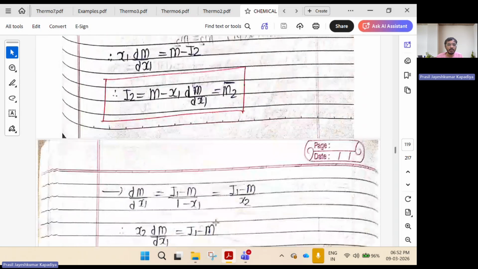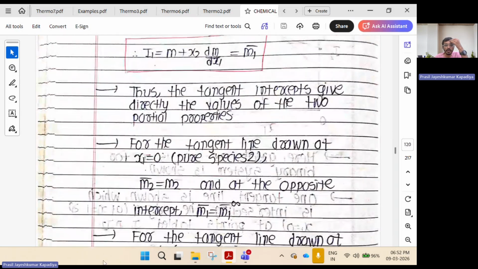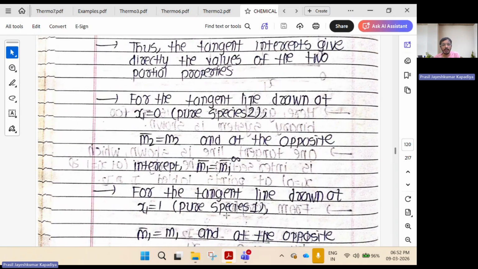So my m will be equal to m2 bar, which will be equal to m2, and the intercept m1 bar will be equal to m1 bar infinite. What does the infinite sign mean? Infinite sign means it is at very low concentration. x1 tends to 0, meaning we are dealing at infinite dilute concentration. Okay, so my m1 bar is equal to m1 bar infinite.